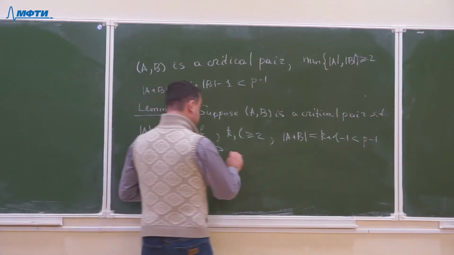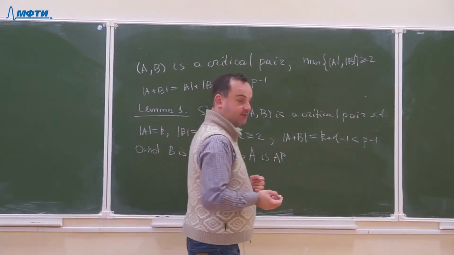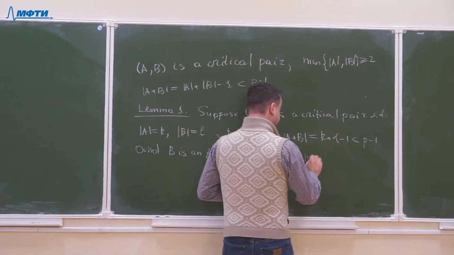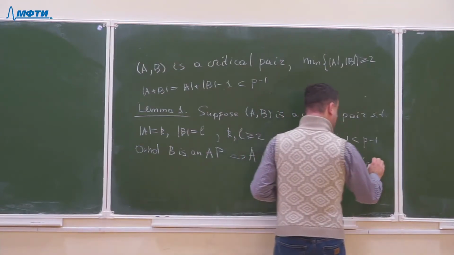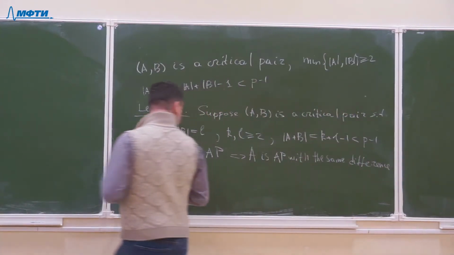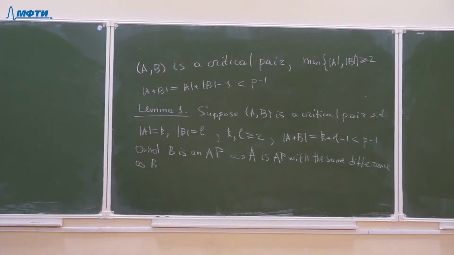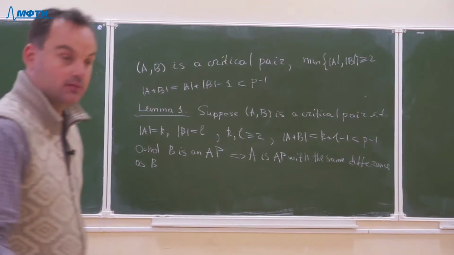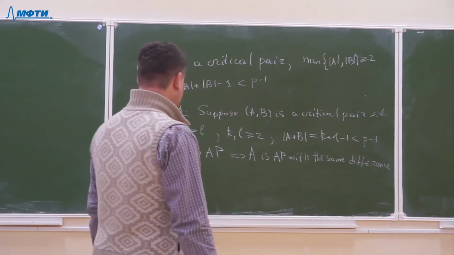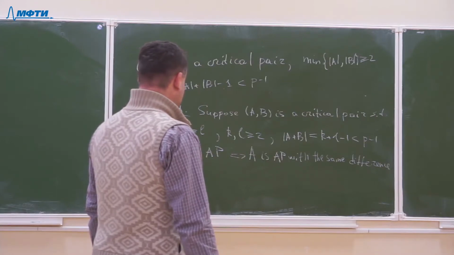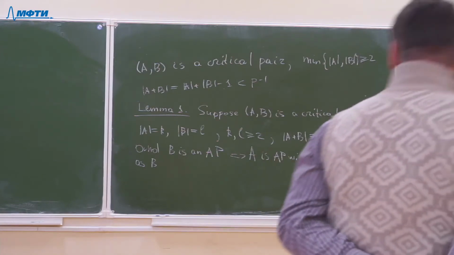Then A is an arithmetic progression with the same difference as B. So, what? Again, question? k plus l itself.